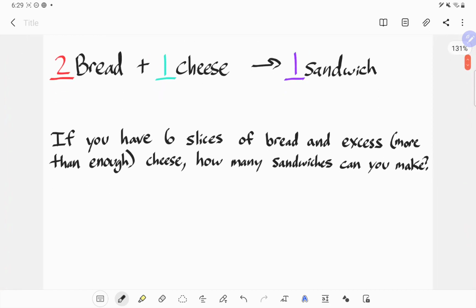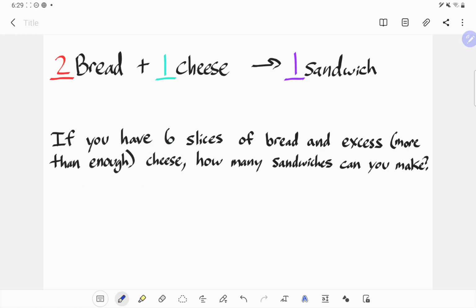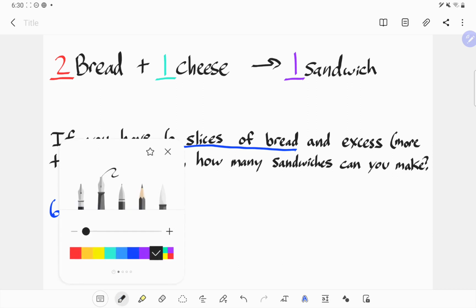All right, so we have 2 slices of bread plus 1 cheese gives us 1 sandwich. We are given 6 slices of bread. That's what we're starting with. So I'm going to write that down. 6 slices of bread, and we have excess cheese, and anytime it says we have excess of something, that means it's irrelevant. So you can cross it out.